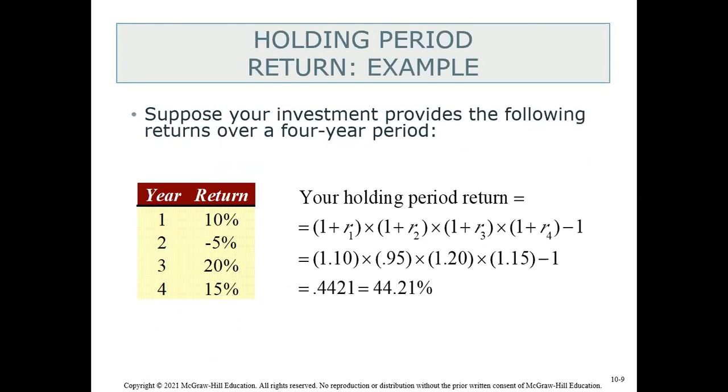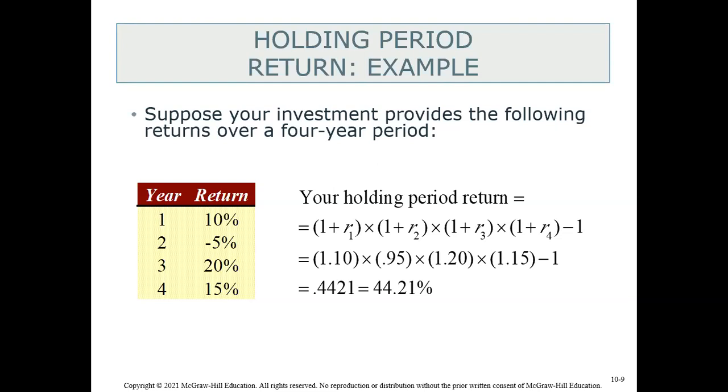So if we look at this through an example, suppose your investment provides the following returns over a 4-year period. So 10% in year 1, minus 5% in year 2, 20% in year 3, and 15% in year 4. We would take 1 plus the return from year 1, so 1.1, multiply that by 1 plus the negative 5%, so that would be 0.95, times 1 plus the 20%, 1.2, times 1 plus the 15%.